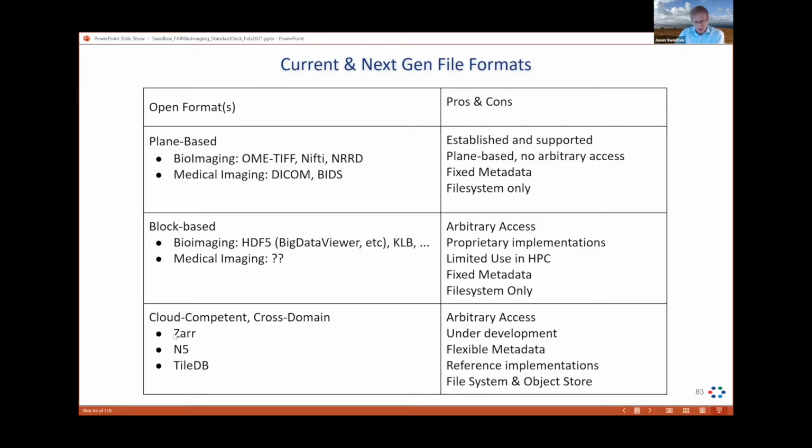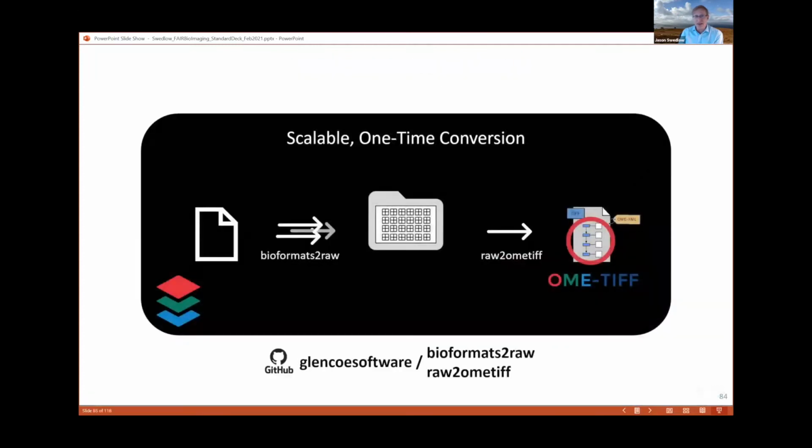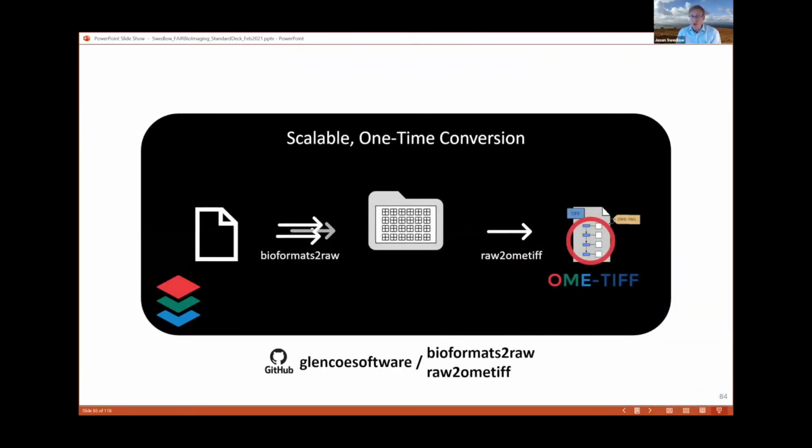So projects like Zarr, N5, and TileDB. And so you may have heard of these, you may not have, but these are really exciting technologies. And most importantly is that they provide a way for us to think about changing completely how we work.